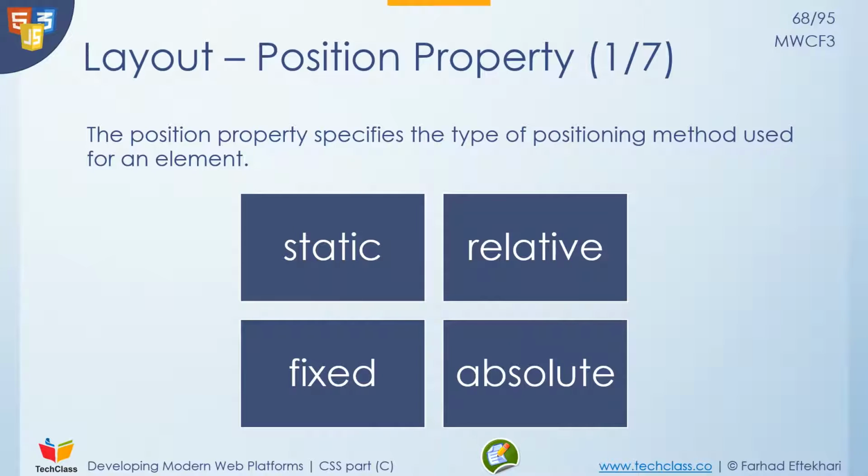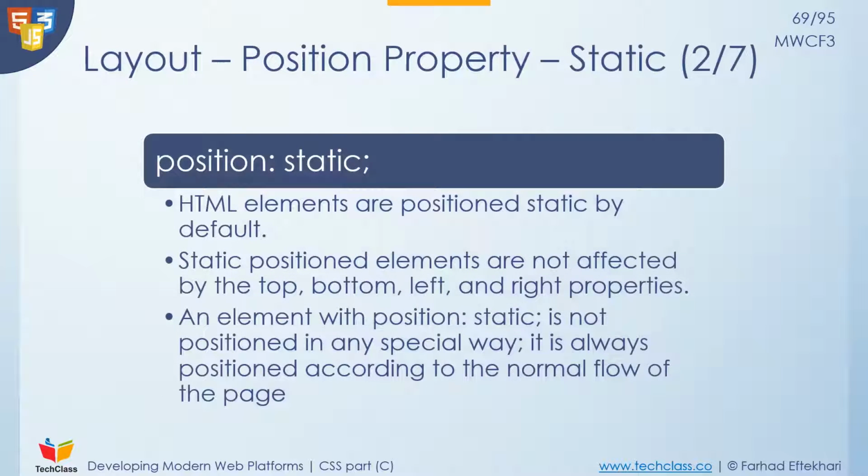And now we have this position property, which is also very, very important and very beneficial. The position property specifies the type of positioning method used for an element. And we have static, relative, fixed, and absolute. Now let's get familiar with each of them.